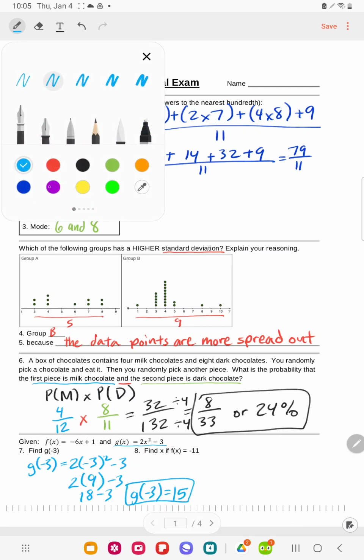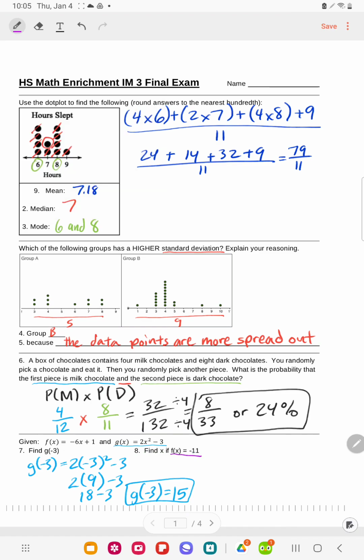For our next problem, find x if f of x equals negative 11. So we need to use that first function, f of x equals negative 6x plus 1. We know that f of x is equal to negative 11, and we set that equal to our function, negative 6x plus 1. Solve for x by subtracting 1 on both sides. Then we're left with negative 12 equals negative 6x. Divide both sides by negative 6, and we get x is equal to 2.